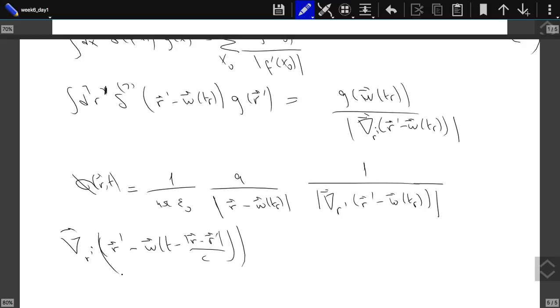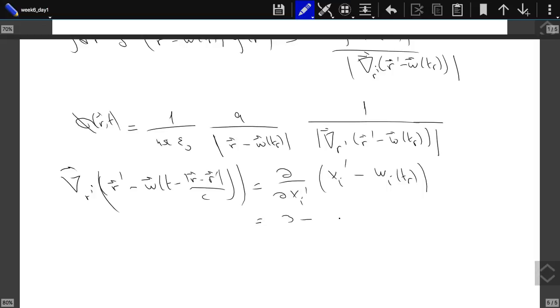Again, let's use the index notation. This will be del over del xi prime of xi prime minus omega i of t minus r. Let me write tr. Keep in mind that tr also depends on xi prime. So this was equal to 3 minus omega i dot times del over del xi prime derivative of tr. And tr is t minus r prime over c.